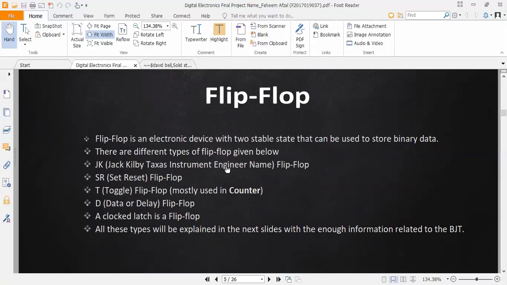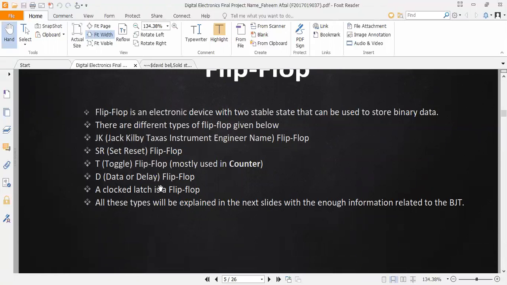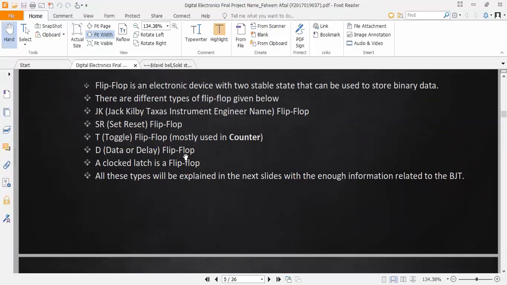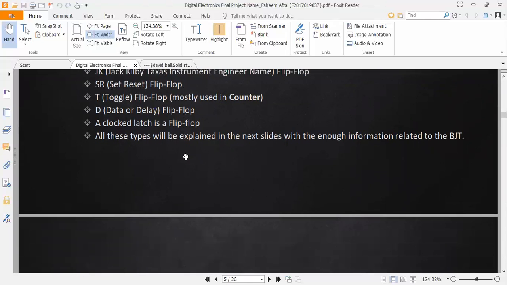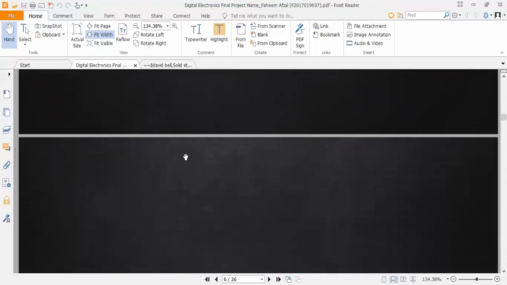Jack Kilby is an engineer's name, and his name became the name of his invention, the JK flip-flop. JK flip-flop; SR flip-flop, set or reset, also known as SC, set or clear flip-flop; T, toggle flip-flop, mostly used in counters; D, data or delay flip-flop. An SR flip-flop can be used with a clock, and that is named a clocked flip-flop. All these types will be explained in the next slides with enough information related to the BJTs.